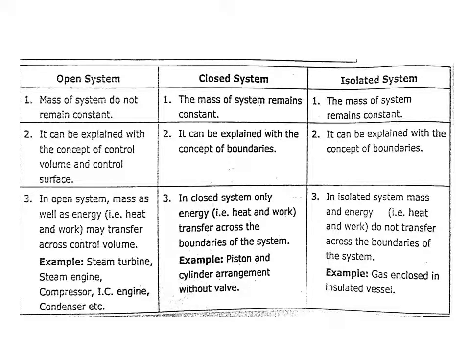Let us see the comparison between open system, closed system, isolated system. In open system, the first point is the mass of the system does not remain constant. In closed system, the mass of the system remains constant. In isolated system, the mass of the system remains constant. In open system, the second point is it can be explained with the concept of control volume and control surface. In closed system, it can be explained with the concept of boundaries. And isolated system, it can be explained with the concept of boundaries.